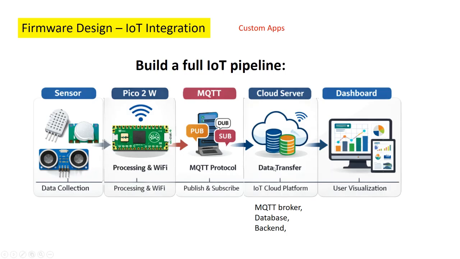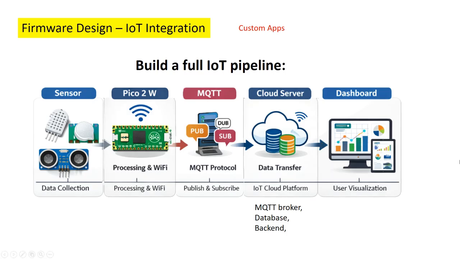And on our cloud server, of course, we need our MQTT broker that receives our data from our Pico-W, and of course the database that helps us to save our data, and our backend that manages everything that happens between our Pico-W and our cloud server. Then of course we need a dashboard, so an application server that provides us a dashboard. So we're going to learn how to build these in this series of IoT videos.